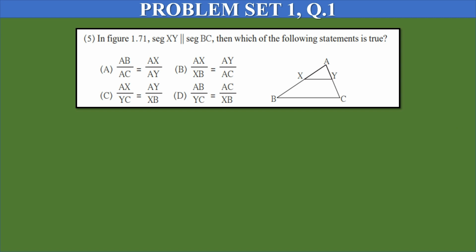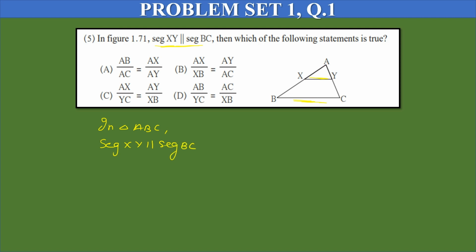In the figure, it is given XY is parallel to BC. That means this is XY and this is BC. So XY is parallel to BC. Then which of the following statements is true? So in triangle ABC, seg XY is parallel to seg BC.